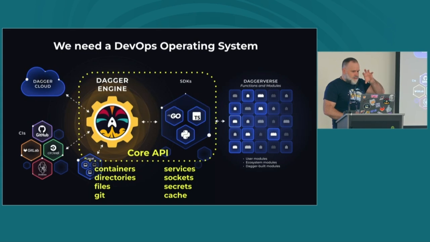If you look at the center, the core, we've got this Dagger engine, which today we ship as a container that goes along with some SDKs. Those SDKs are what you would write your Dagger code in. And like I said, they're in real programming languages. So you write in Go or TypeScript or Python. And there are community SDKs out there for Java, and a new PHP one just hit.